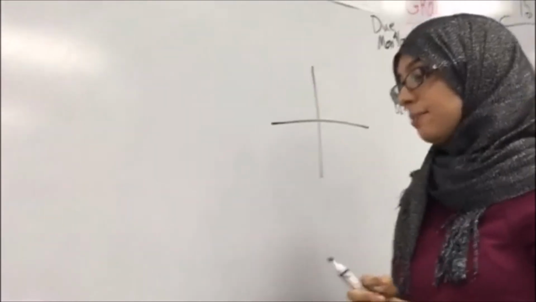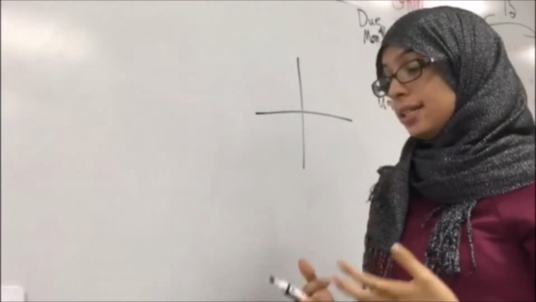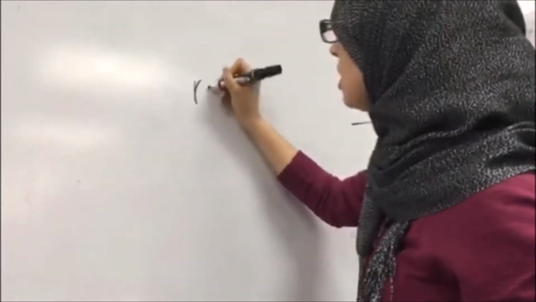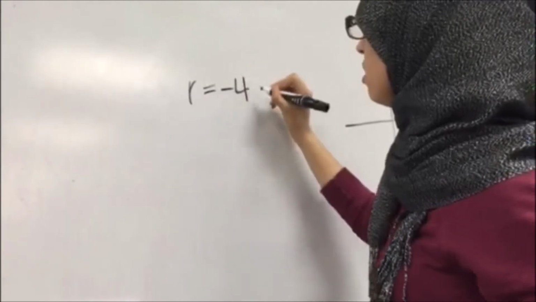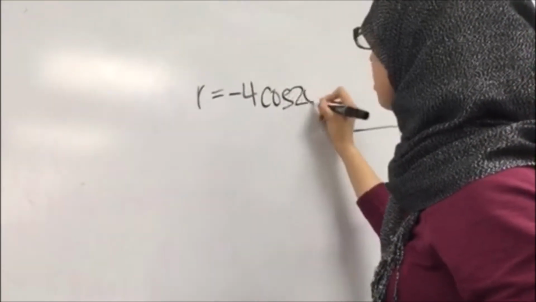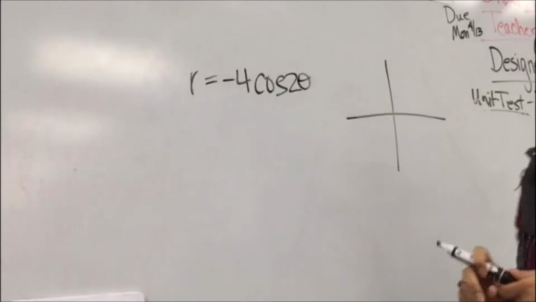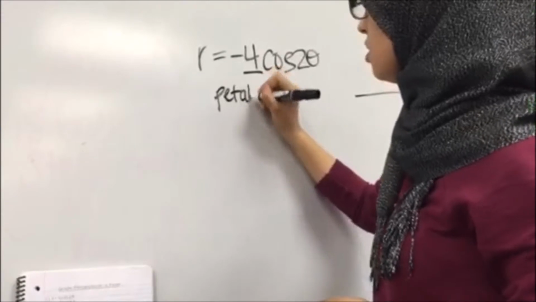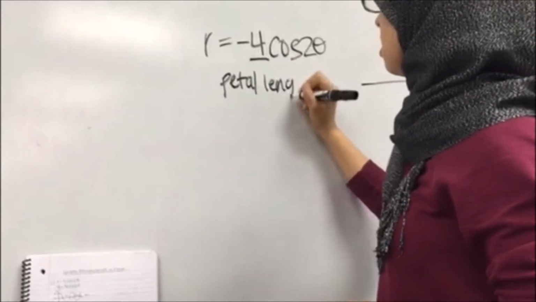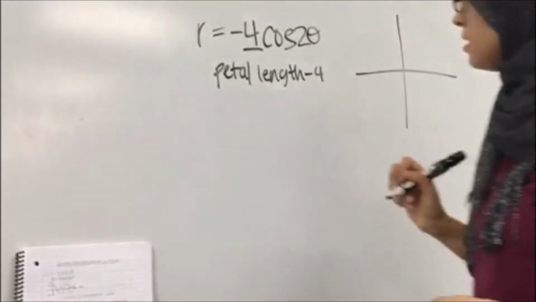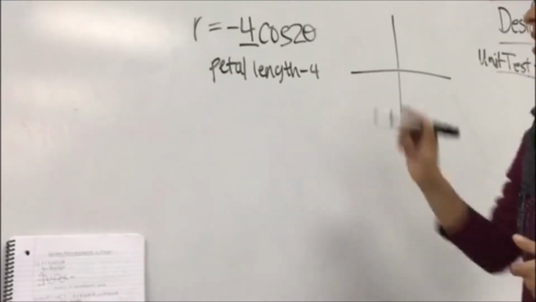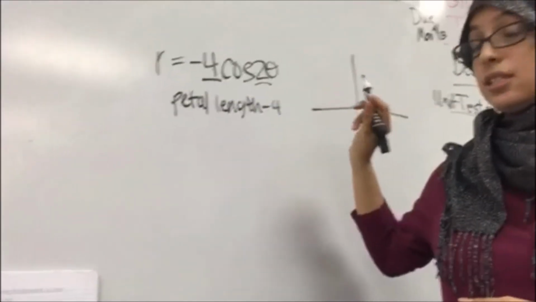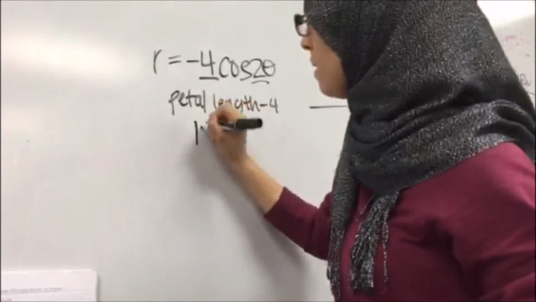Okay, so our first example is going to be a cosine example, and it's pretty straightforward for the most part. So the equation is R equals -4 cosine 2 theta. Right off the bat, we can tell that our petal length is going to be 4 due to this coefficient right here, the coefficient of the cosine. We're going to have 4 petals because the coefficient of the theta, the 2 right here, is an even number, and you need to double that if it's even. So 4 petals.